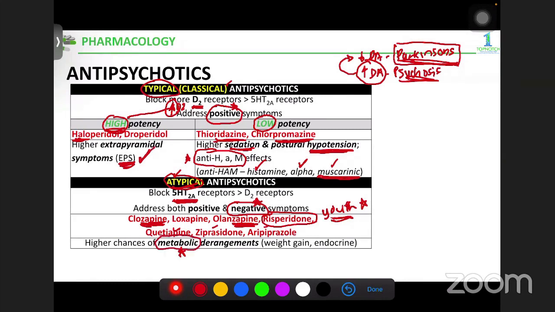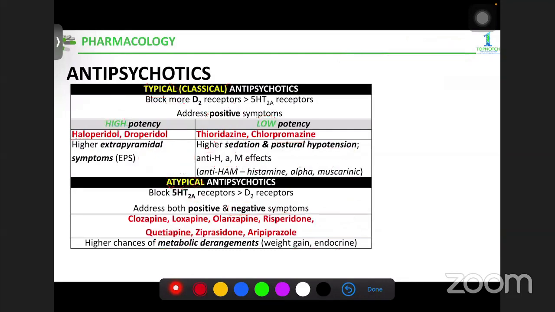Again, repeat: high potency typical, EPS. Low potency typical, anti-HAM. Sorry, ang baboy ng drawing natin, no? Then when atypical, yes, metabolic, like weight gain and endocrine problems.